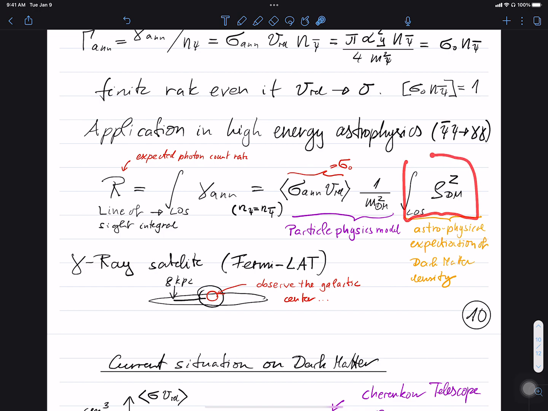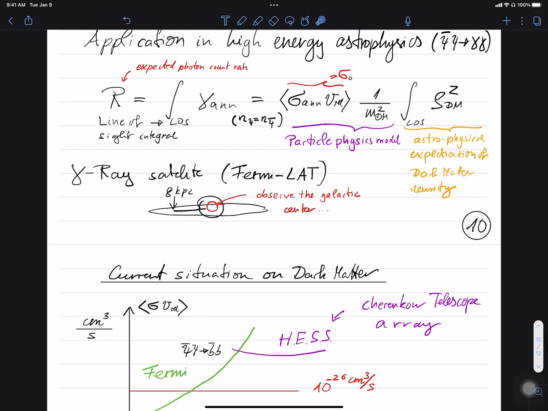So we have an ingredient that comes from the astrophysics, we have a hypothesis about particle physics, and now we can have an expected rate in our detectors. For example, the Fermi Large Area Telescope, that is a satellite experiment, looks at gamma rays, it looks at the galactic center. The galactic center is about 8 kiloparsecs, which is maybe like 15,000 light years away from us. We can look at the galactic center, where it should have a very large abundance of dark matter, given what we know from stellar motion.